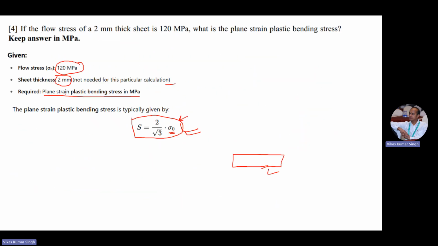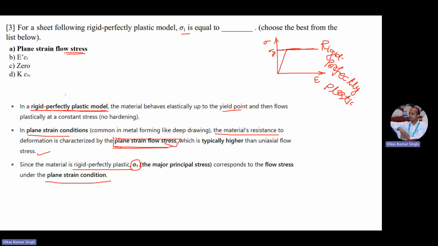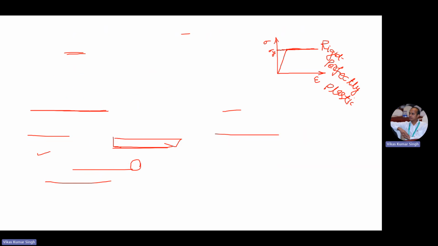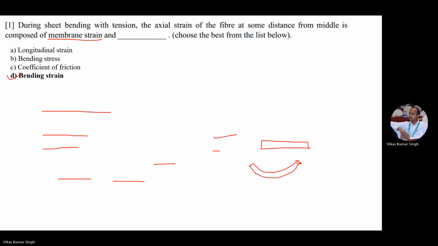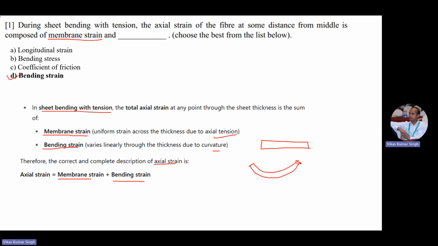This was also a very good recapitulation of the theoretical part, like this question. During sheet bending with tension, the axial strain of the fiber at some distance from the middle is composed of the membrane strain, and the other one is the bending strain. So we learned all these concepts. I hope everything is clear.